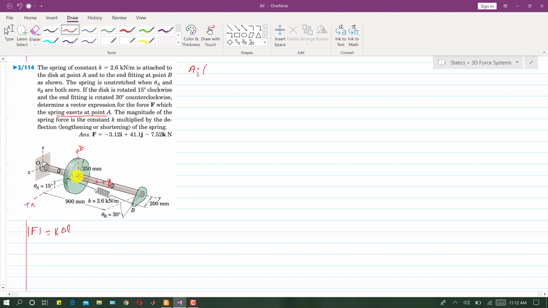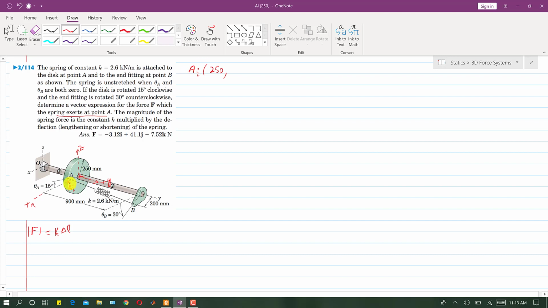Now what will be the coordinates of A in its original, initial position, when the disc is not rotated? That initial position of A is here somewhere, on this straight line. The distance along x is 250 mm. When we have to locate this original point A, we need to travel 250 mm along x. So I will write 250 mm. This is for the initial position of point A.